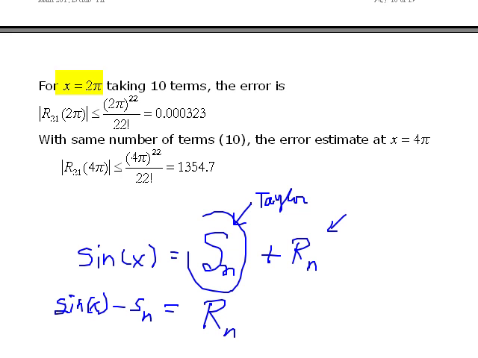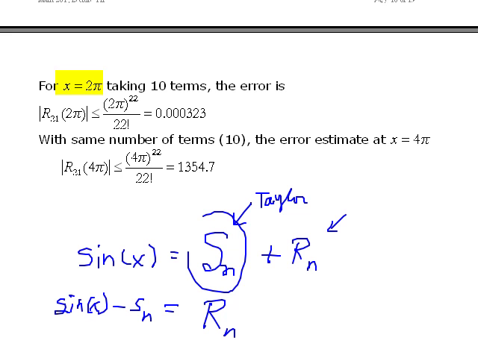So the remainder is the error between actually evaluating the function, knowing the value of the function, and subtracting that from the nth order Taylor expansion. Just taking n terms. I've only said that 20 times, so I'm sure I probably didn't say it right any of the times.